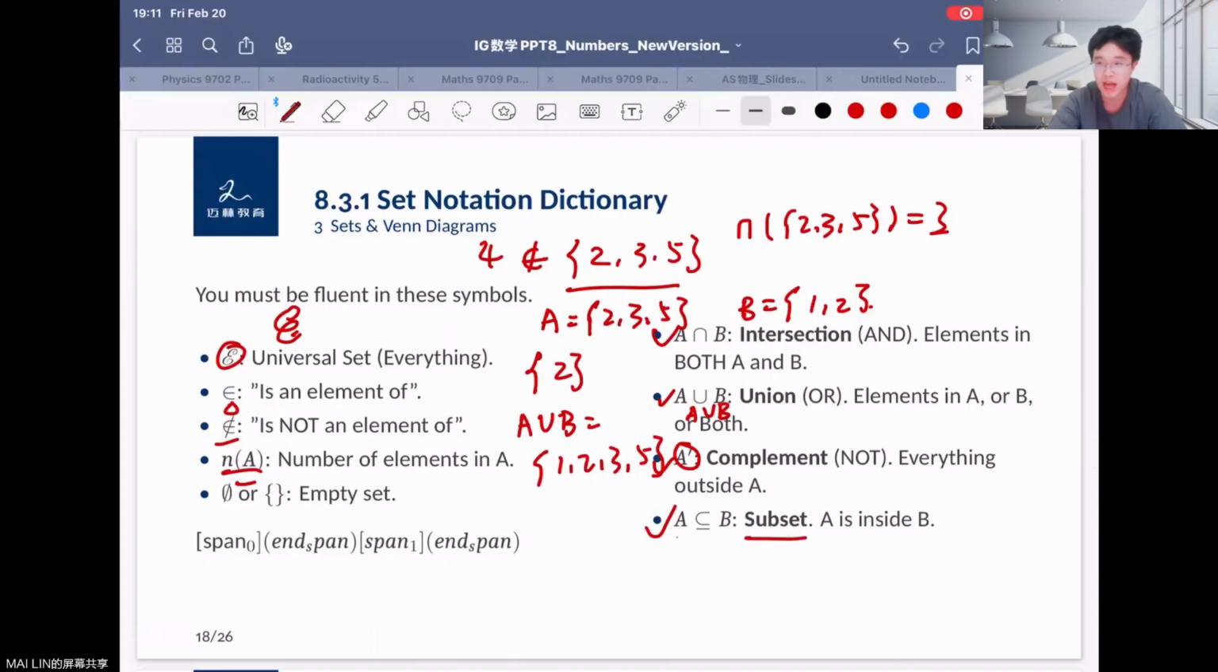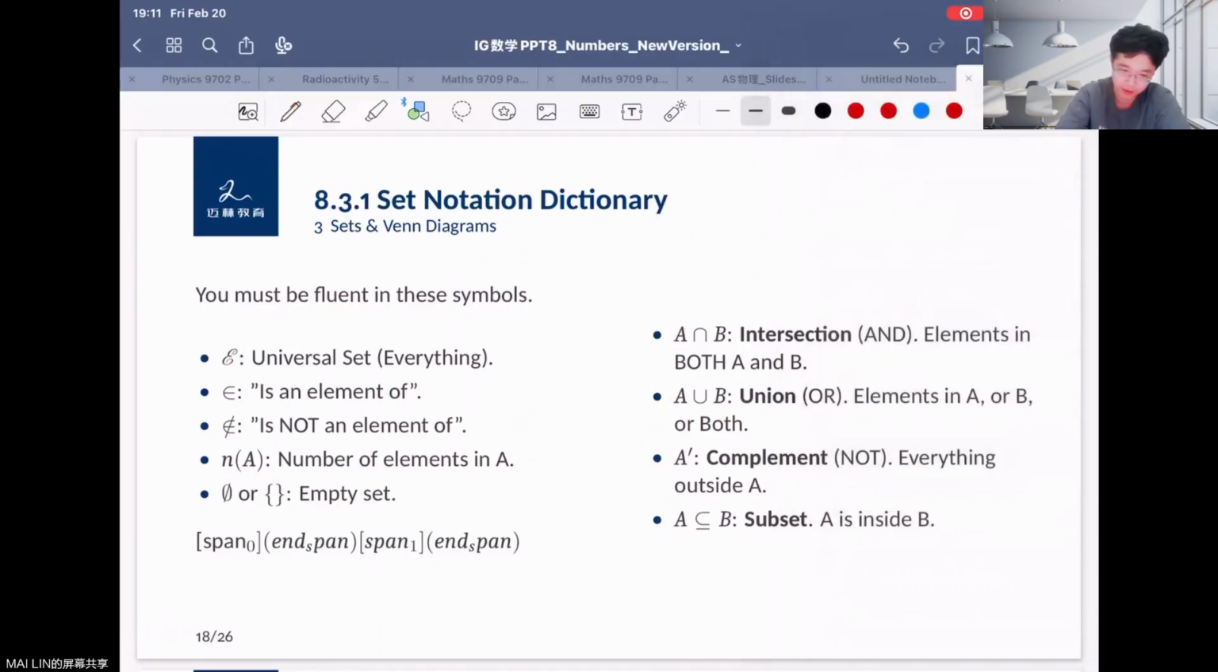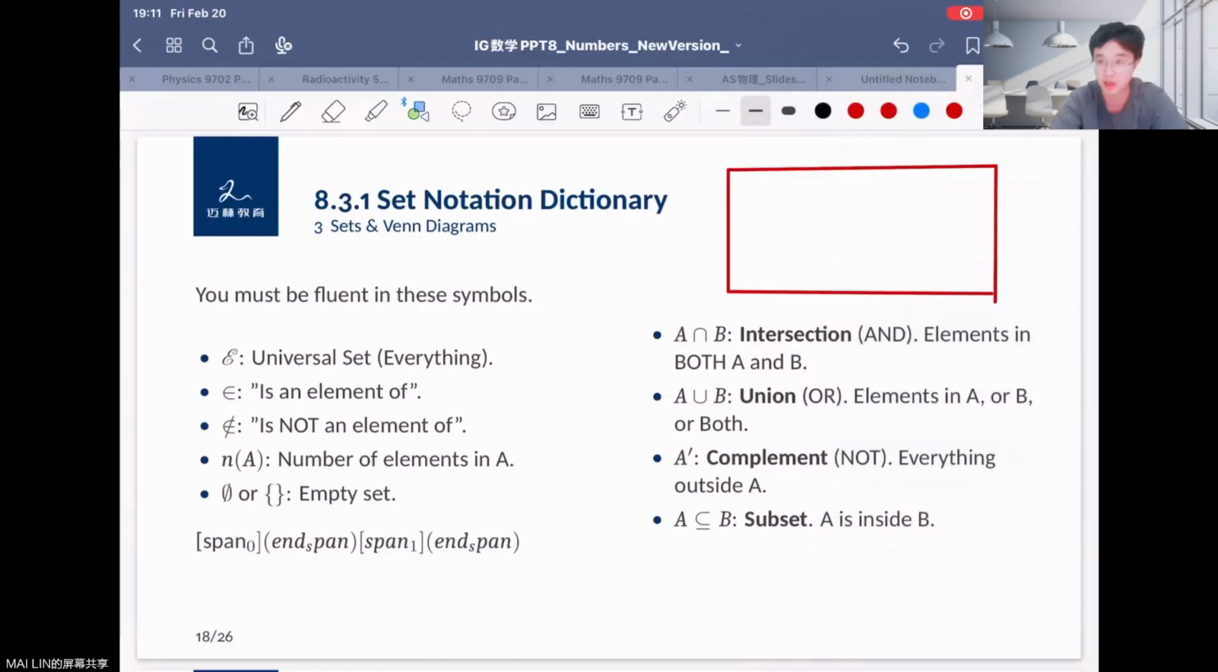So I guess you have already seen the Venn diagram. A Venn diagram uses circles to represent which elements are inside or not. So if you are learning about Venn diagrams, here is a graph for you to understand. Here is a rectangle, which means the total numbers are here. And here is set A, and here is set B, okay? Set A and set B.